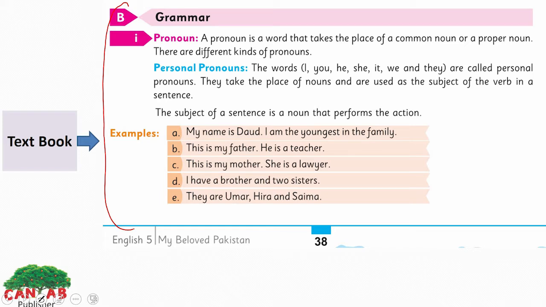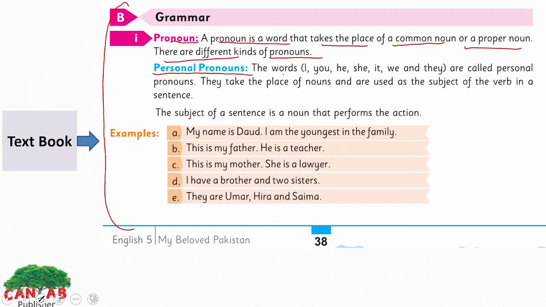A pronoun is a part of speech which replaces the noun, and we use pronouns to avoid repetition in our conversation or writing. A pronoun is a word that takes the place of a common noun or a proper noun. There are different kinds of pronouns.